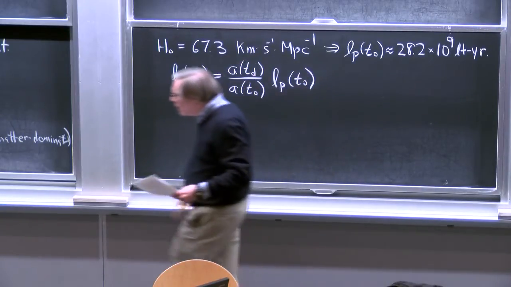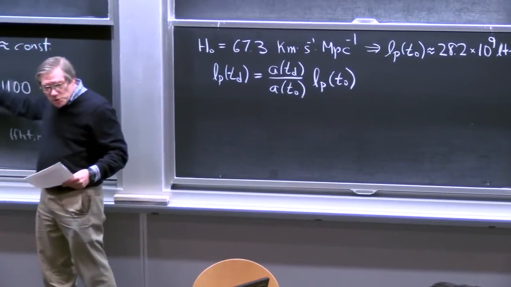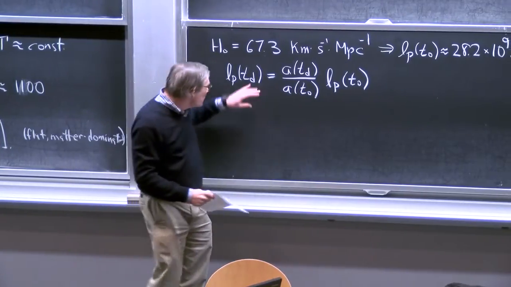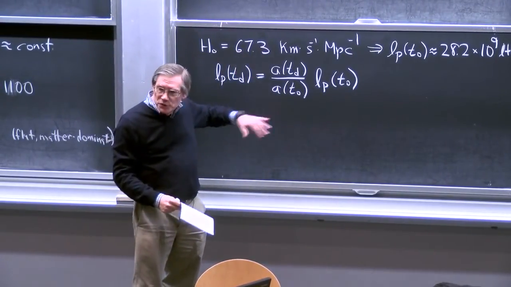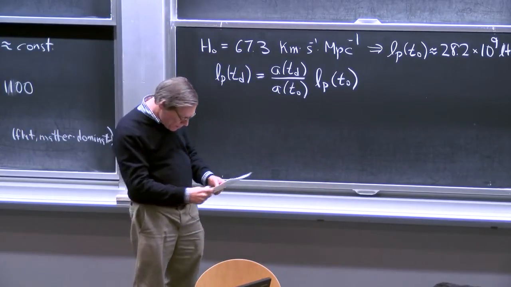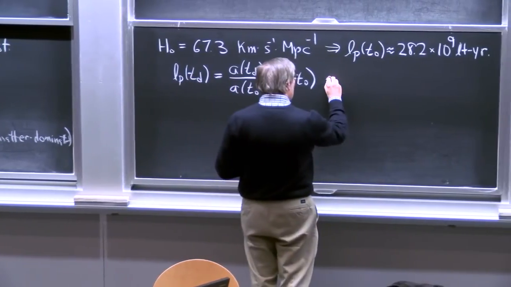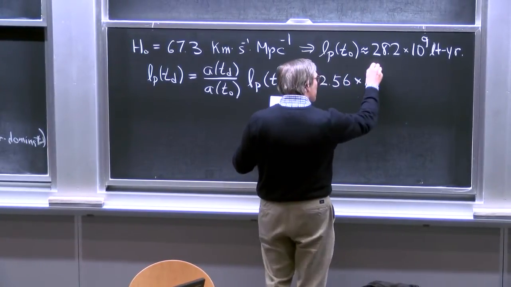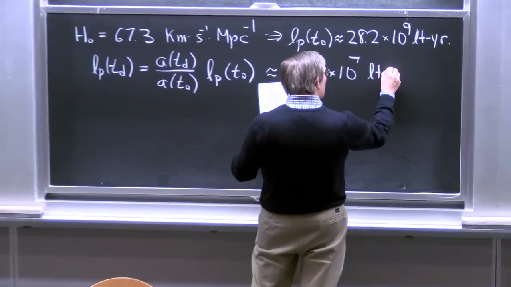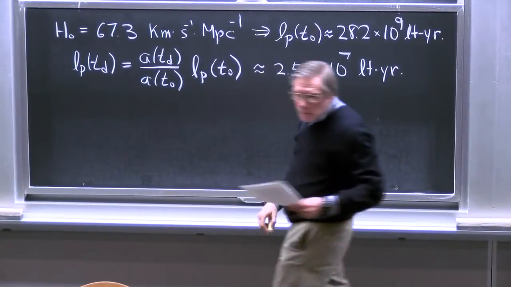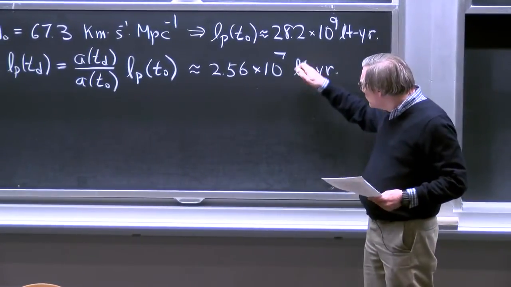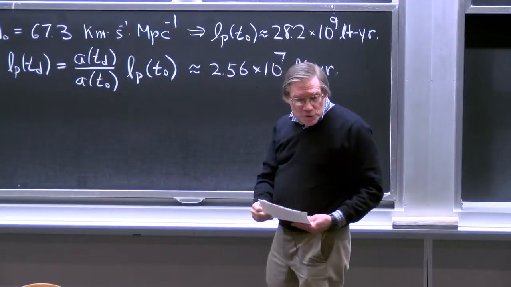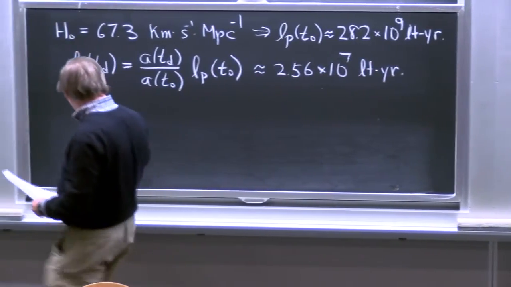And this is again given by this ratio of temperatures. So it's 1 over 1100. It's the inverse of what we had over there. So the separation at this early time is just 1100 times smaller than the separation today. And that can be evaluated numerically. And it gives us 2.56 times 10 to the 7 light years. So 25 million light years. Now the point is that that's significantly larger than the horizon distance at that time.